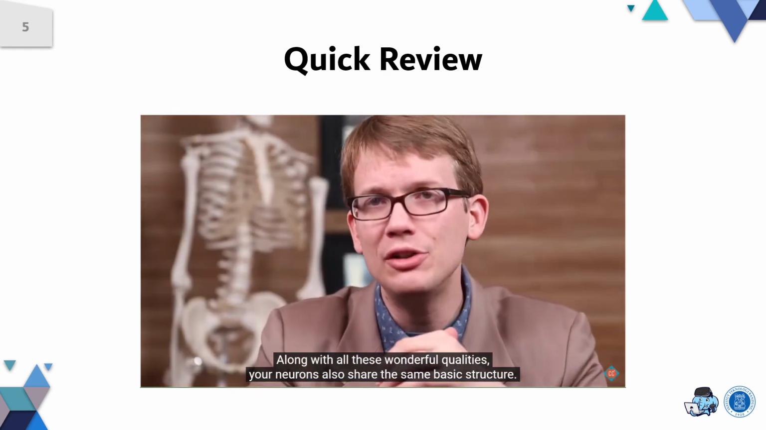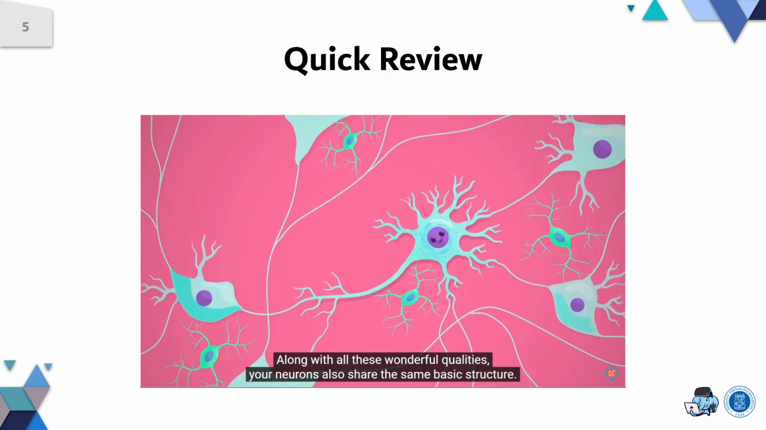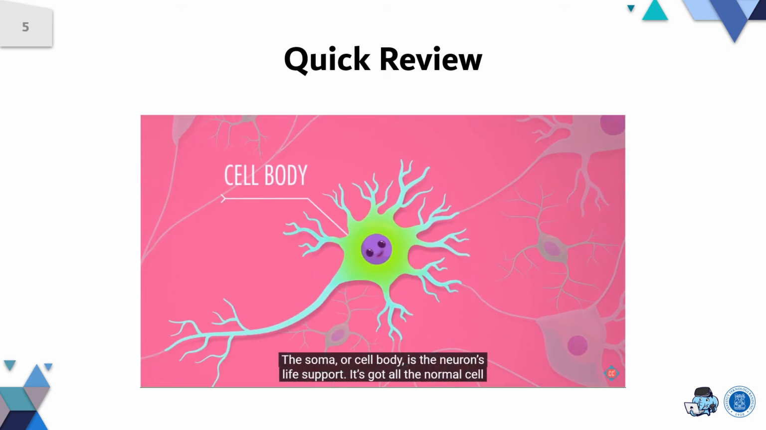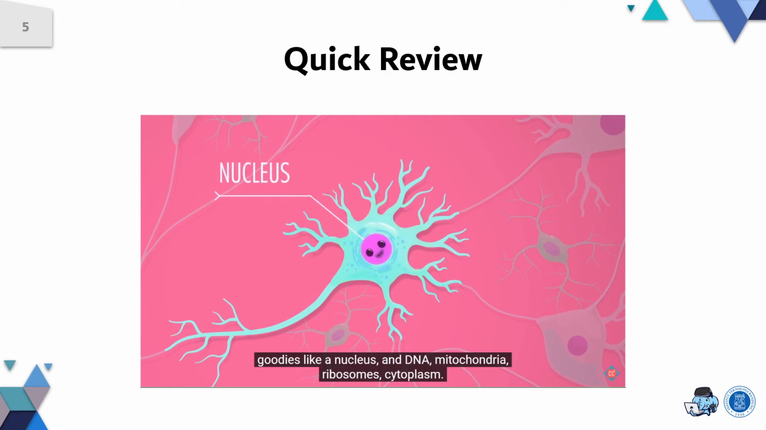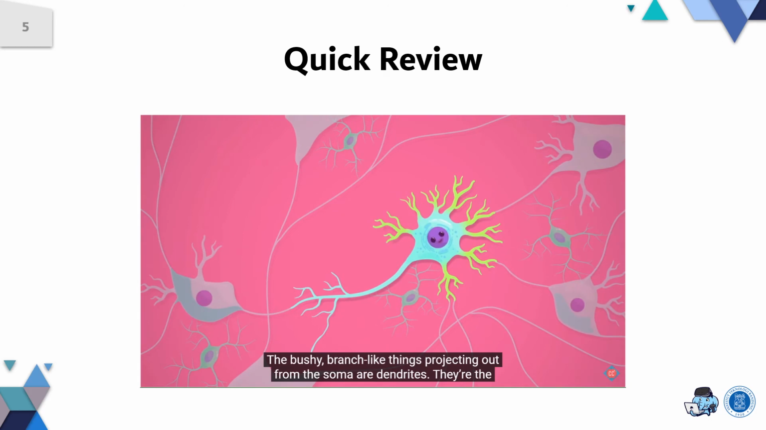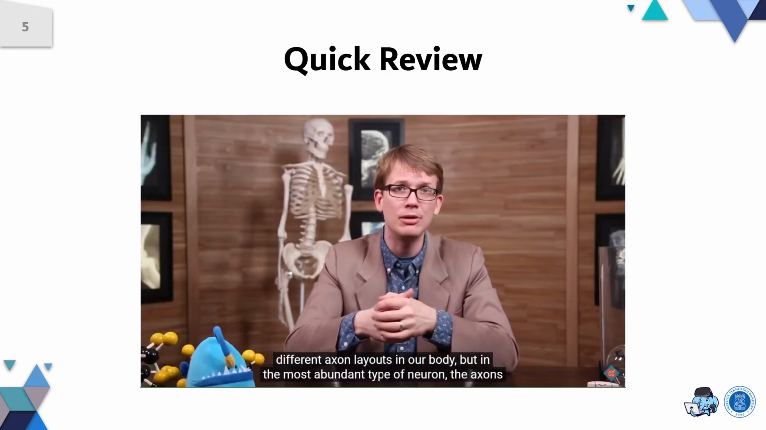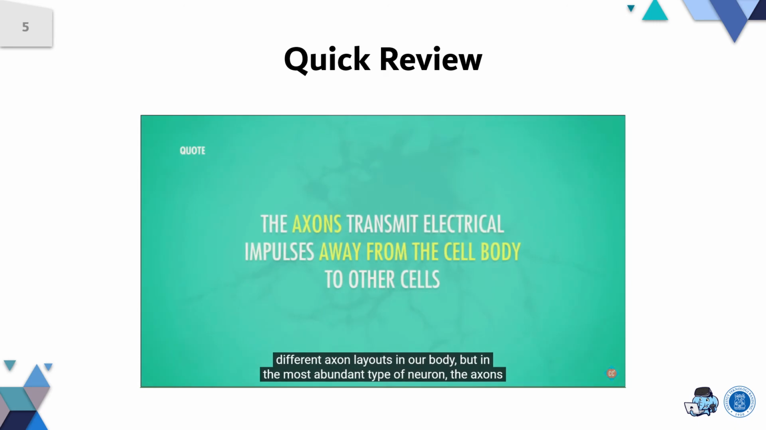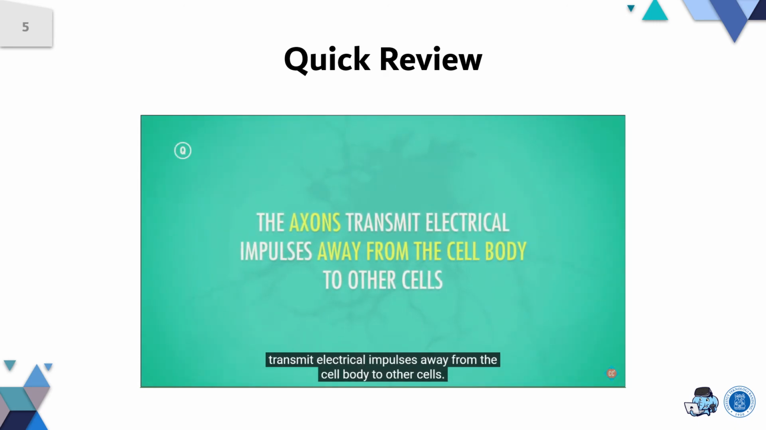Along with all these wonderful qualities, your neurons also share the same basic structure. The soma, or cell body, is the neuron's life support. It's got all the normal cell goodies like a nucleus, DNA, mitochondria, ribosomes, cytoplasm. The bushy branch-like things projecting out from the soma are dendrites. They're the listeners. They pick up messages, news, gossip from other cells and convey that information to the cell body. The neuron's axon, meanwhile, is like the talker. This long extension or fiber can be super short or run a full meter from your spine down to your ankle. We've got a few different axon layouts in our body, but in the most abundant type of neuron, the axons transmit electrical impulses away from the cell body to other cells.